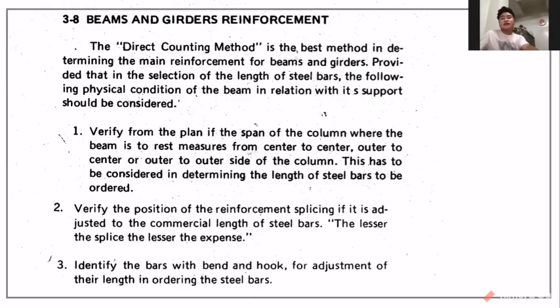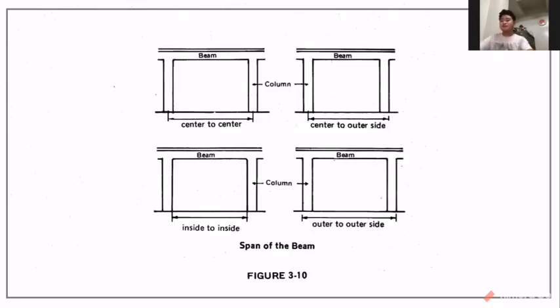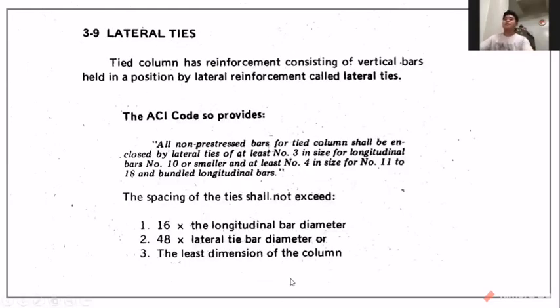So then the third is to identify the bars with bend and hook for adjustment of their length in ordering the steel bars. Okay. So this is actually the span of the beam. Okay. Lateral ties. A tied column has reinforcement consisting of vertical bars held in position by lateral reinforcement called lateral ties. So these are actually the ones you need to hold the steel bars.